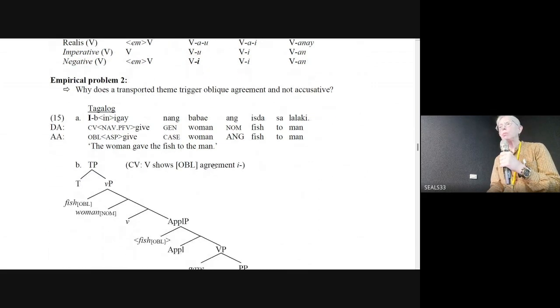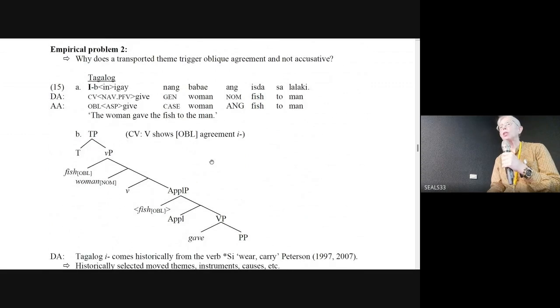All right, now the next empirical problem has to do with the circumstantial voice. Among the constellation of arguments, they form a natural class: the arguments that are selected by the circumstantial applicative. So we have transported themes, we have instruments, we have reasons or causes, and we have beneficiaries.